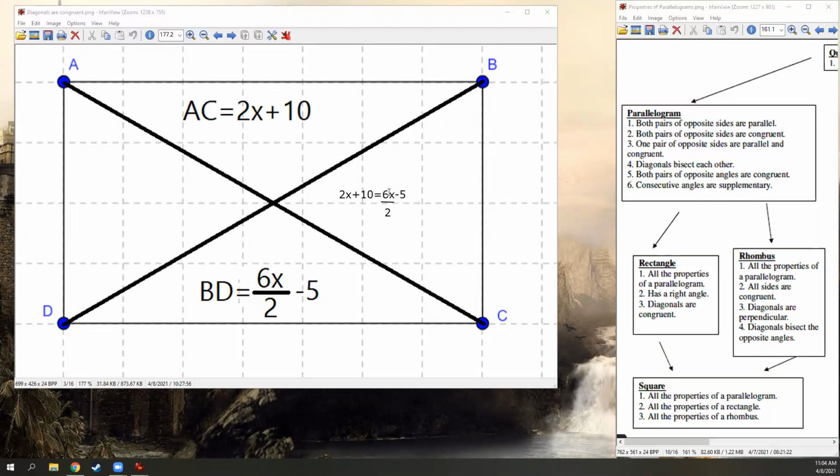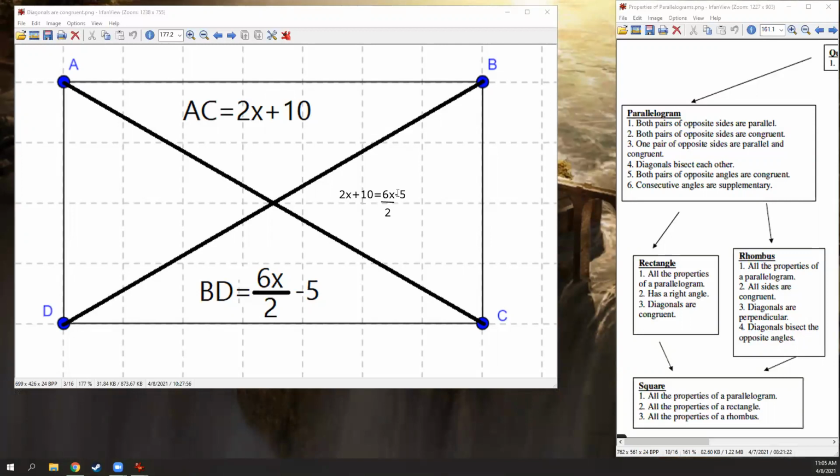So I like to go a little weird, I guess, in my opinion, with this. I like to get everything away from the fraction first, then deal with the fraction. So I'm looking at this minus 5. Well, the opposite of that would be plus 5, right? I'd plus 5 to both sides, which would give me 2x plus 15 equals 6x over 2.